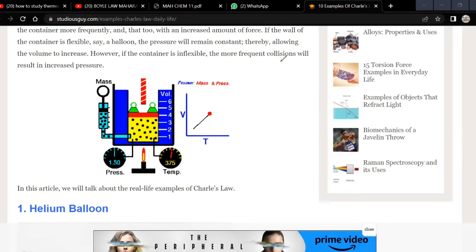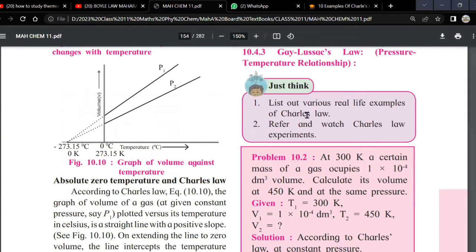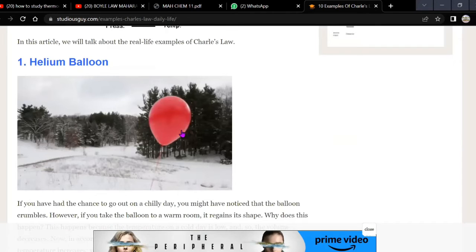And usually again in school exams they might ask you. See, these are the kind of things that they usually ask in school exams. So, for example, they might ask you to list out various real life examples of Charles law. Now, in Charles law, you can give very simple examples. So, I'll try to explain this helium balloon thing with you.